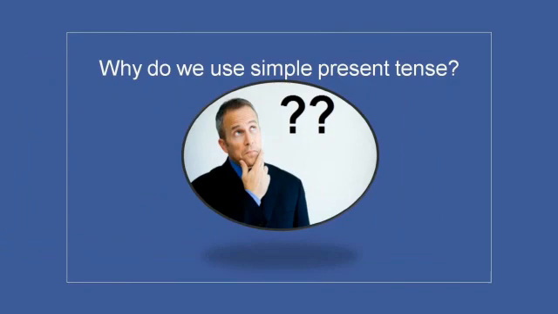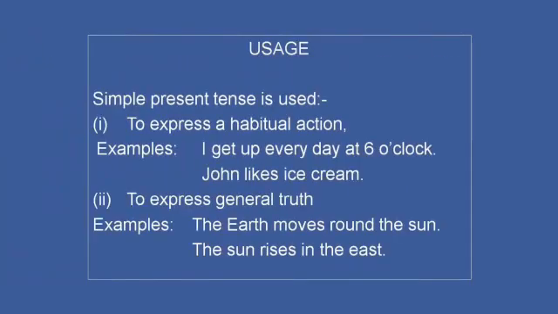Why do we use simple present tense? What is its purpose? Let us discuss the usage of simple present tense. Simple present tense is used to express a habitual action. For example, I get up every day at 6 o'clock. John likes ice cream.